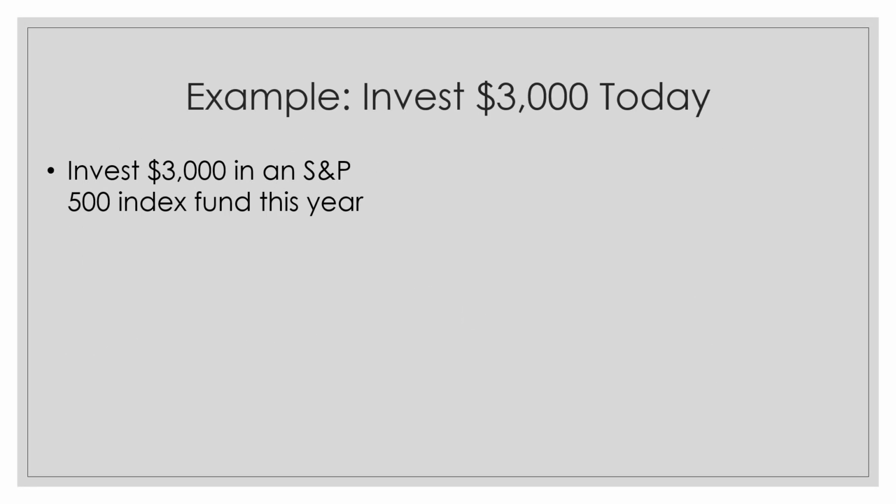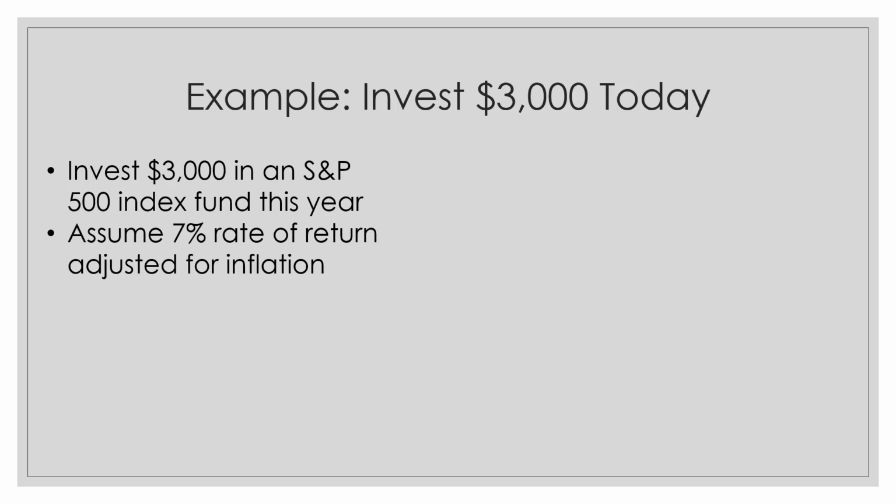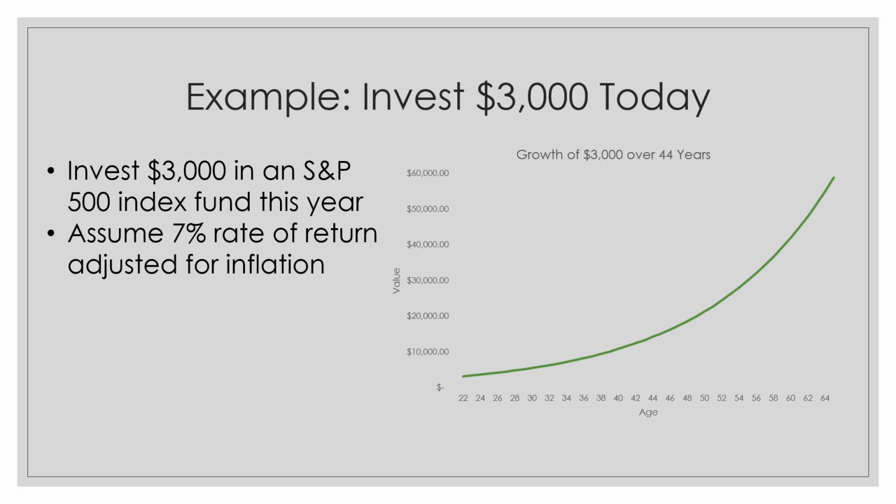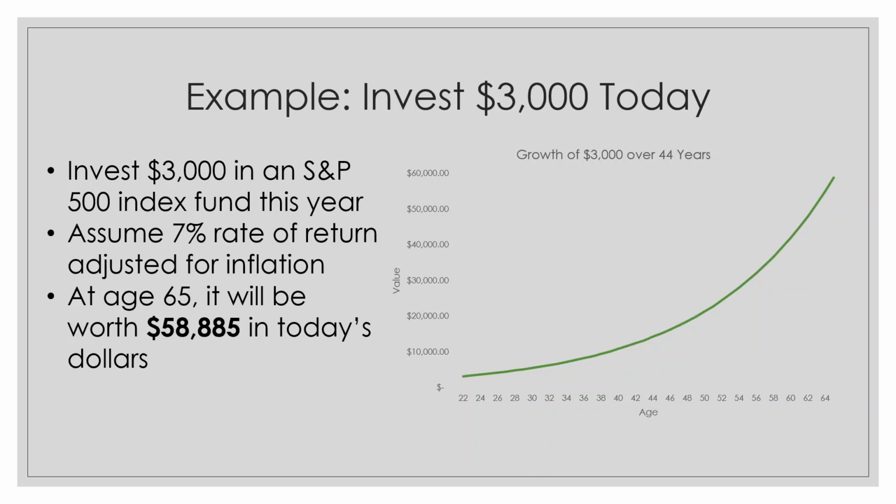To understand the effects of compounding interest, let's look at a few scenarios. Let's say that today you went out and invested $3,000 in an index fund. We will assume that we are getting the stock market's average rate of return of 7%. Assuming you're 22 years old right now, that $3,000 would have grown into almost 60K by the time you're 65 years old, or 200K in inflated dollars. That's a lot of growth.